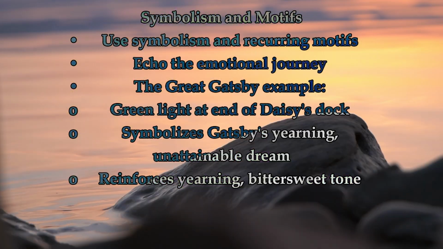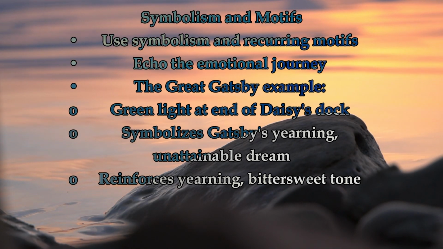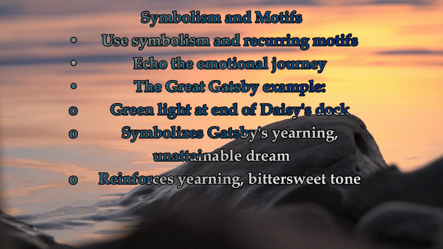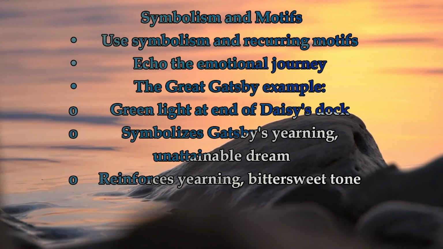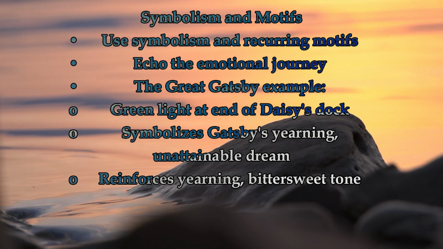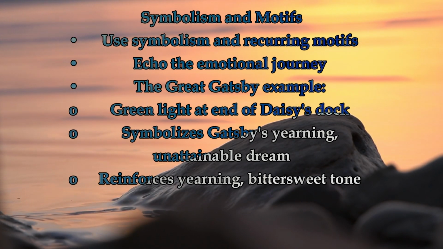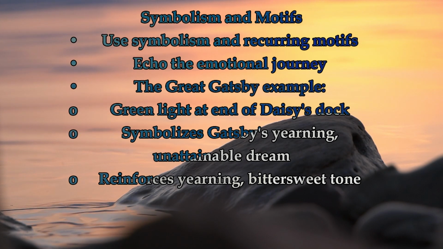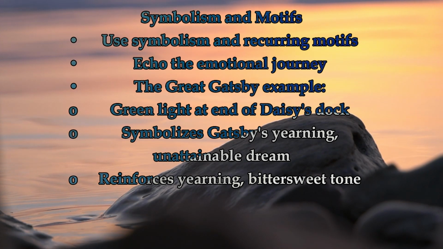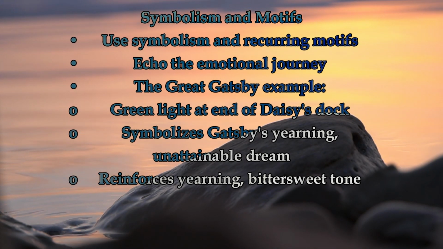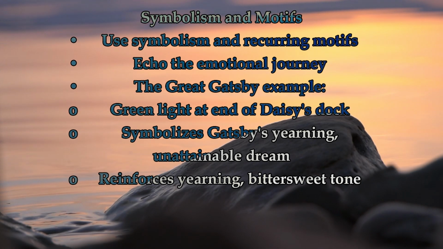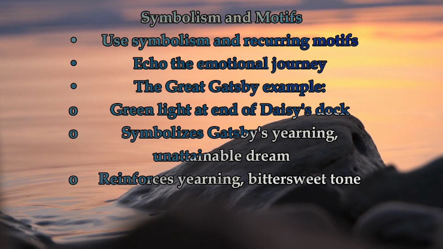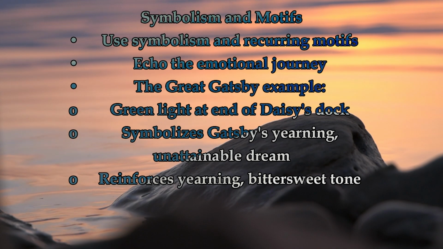Another trick is to use symbolism and recurring motifs to echo the emotional journey. Think about how F. Scott Fitzgerald uses the green light at the end of Daisy's dock throughout The Great Gatsby. That elusive, unreachable green becomes a stand-in for Gatsby's yearning and the unattainable American dream. The repeated image reinforces the book's yearning, bittersweet tone.